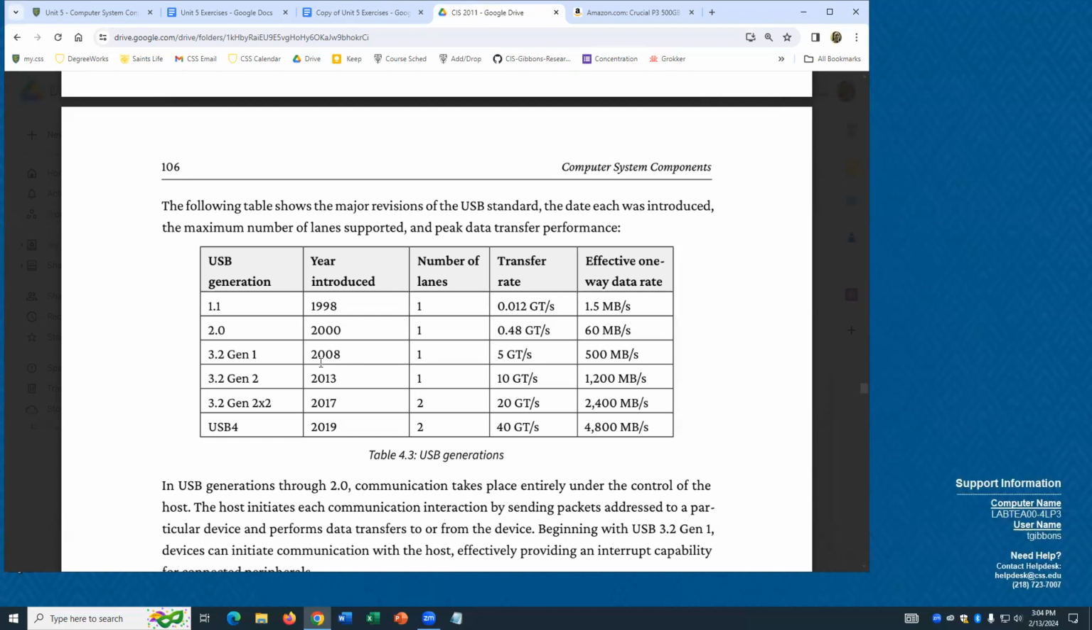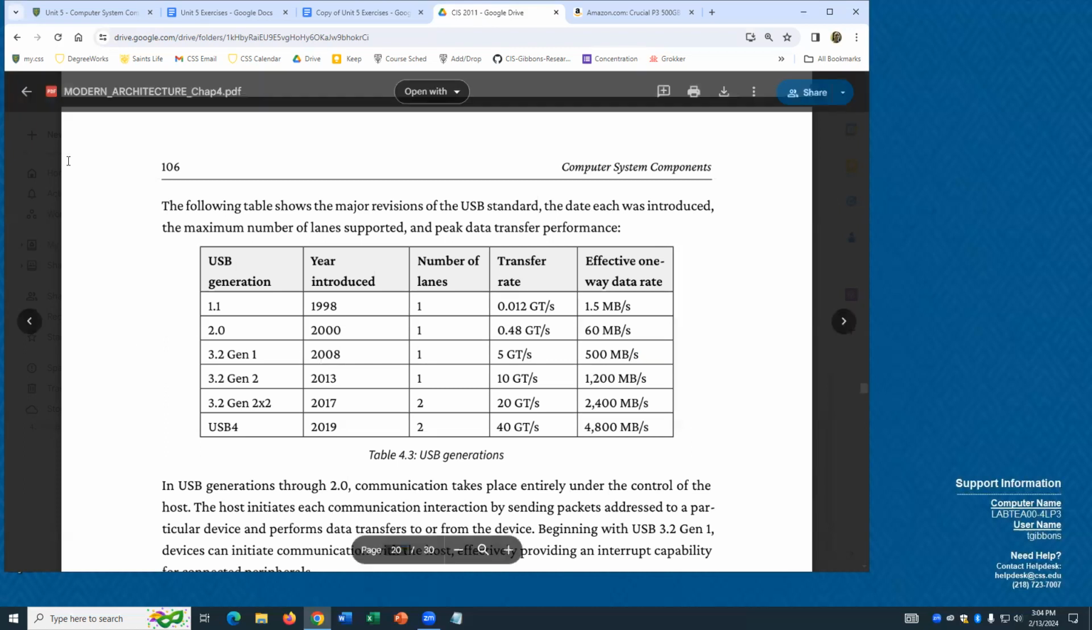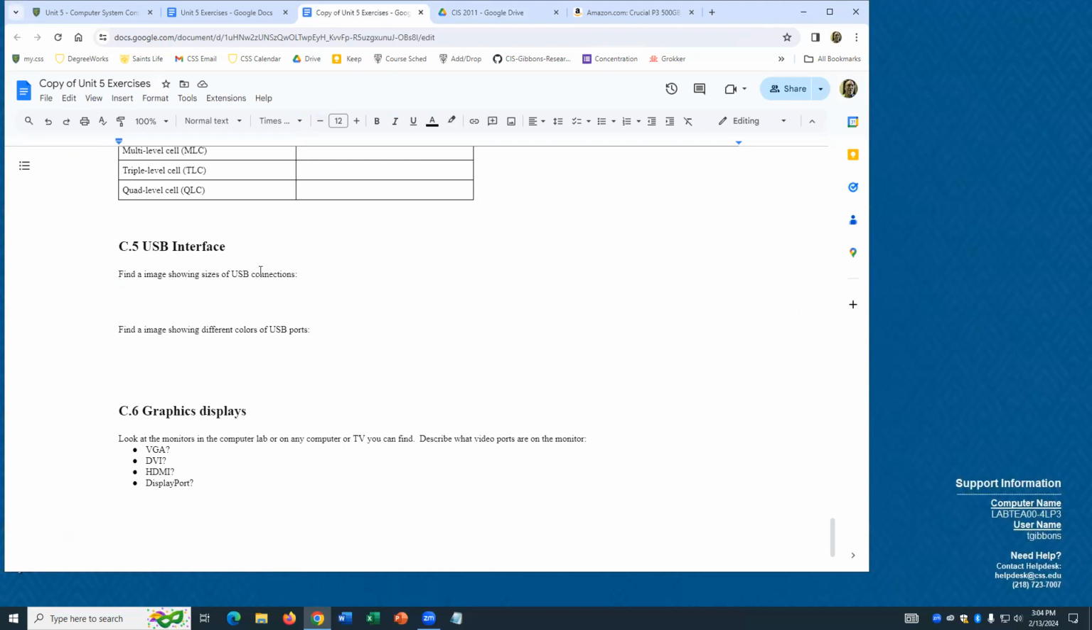So your job is to find an image that shows the different sizes of USB connections. There are probably four that I use pretty regularly, four different sizes. Plus, if you're in an Apple household, and we're a joint Android and Apple household, Apple has their own connectors, although Apple is moving more and more to USB-C. But if you don't have a newer one, a lot of stuff like we do, we still have the older Apple connections for USB stuff. So find that. That's the first one: find an image of that.